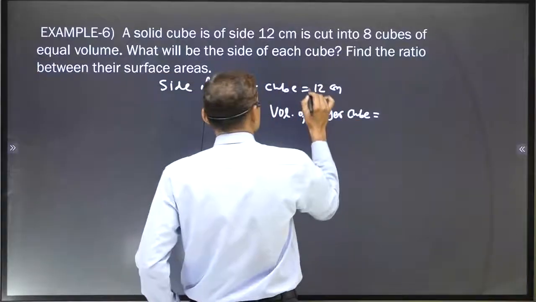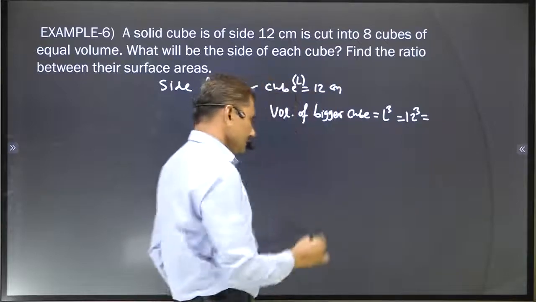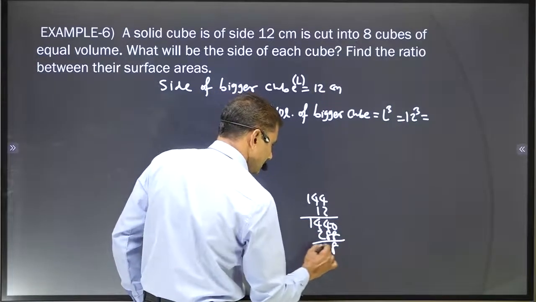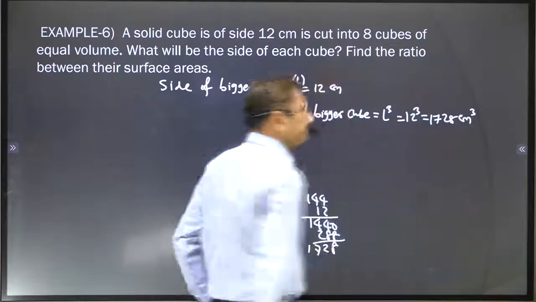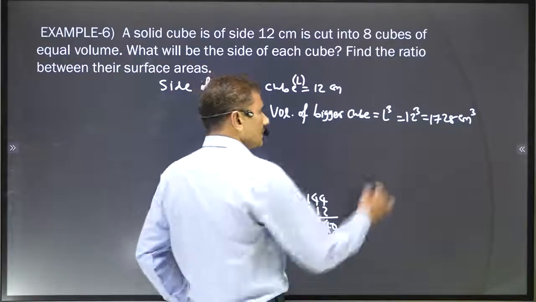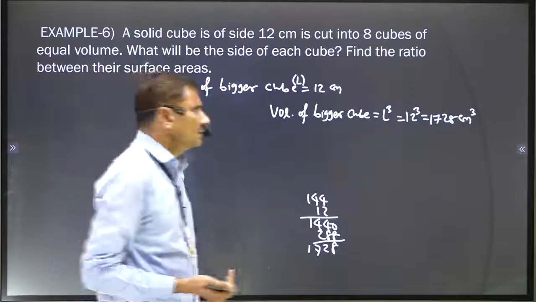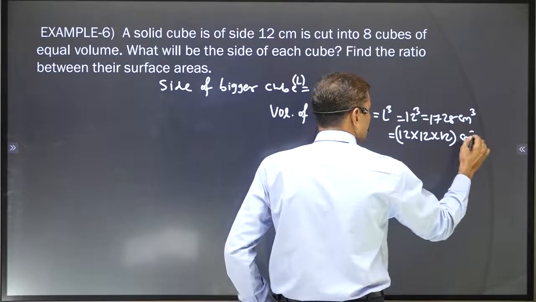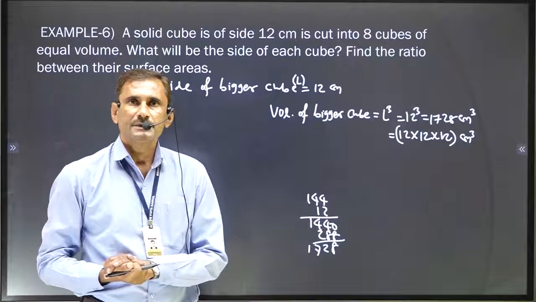I use a capital L here. So L cube is 12 cube. 12 cube means 144 into 12, which is 1728 centimeter cube. Otherwise, if you don't multiply, that is not even needed; you can just write 12 into 12 into 12 centimeter cube, so that after that you can cancel them also. I'm purposely not getting the product. Why? Because we are going to divide it by 8, so for that purpose it is not needed.